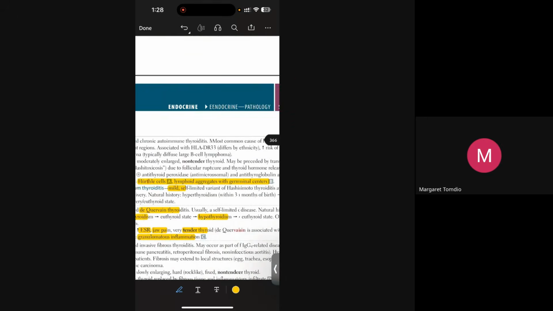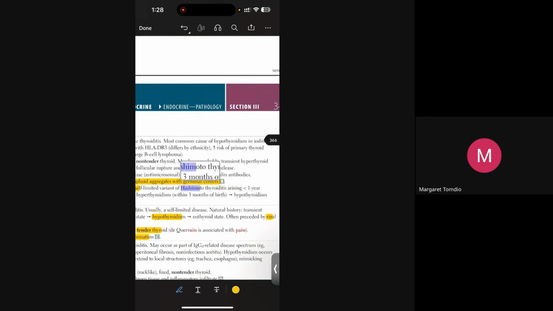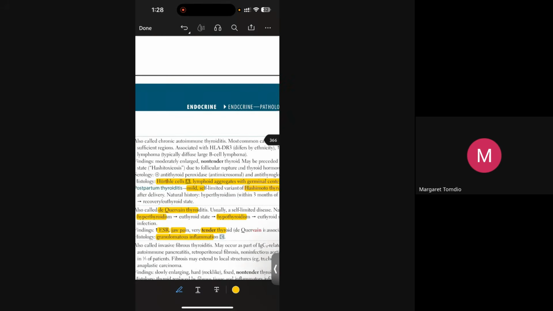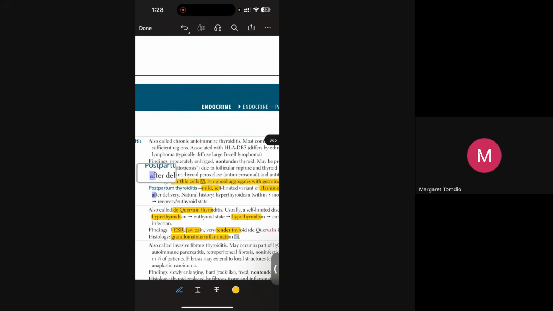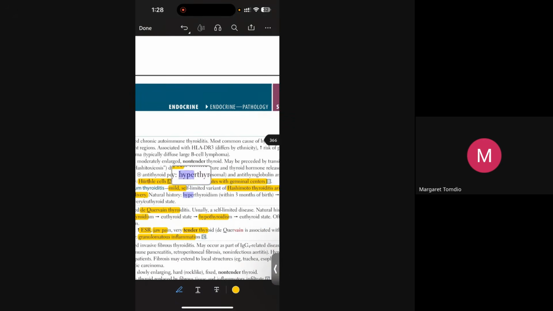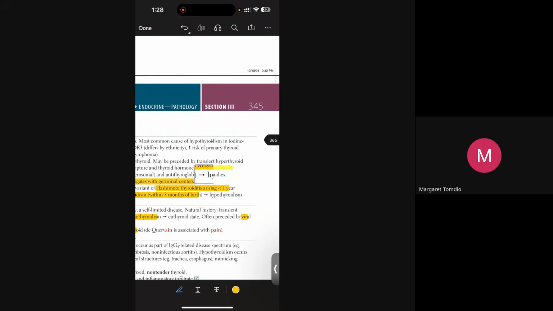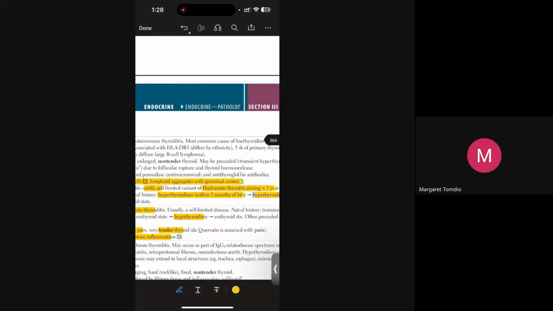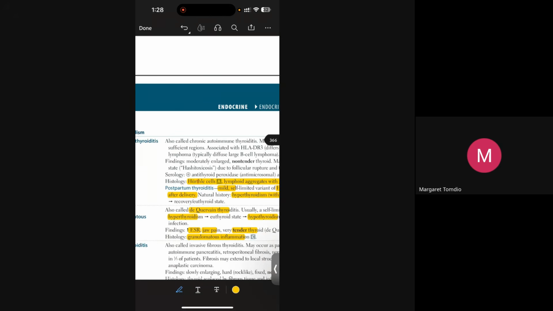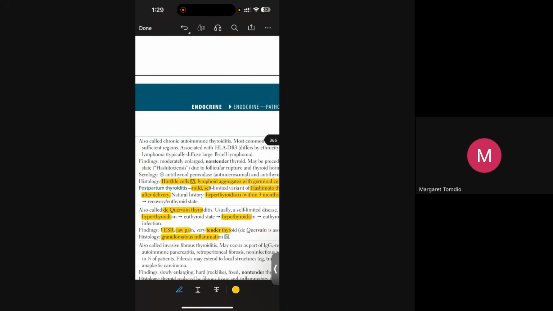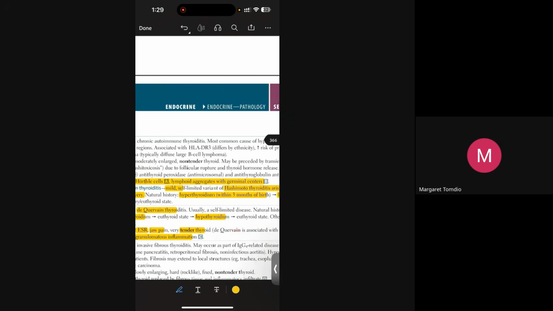Postpartum thyroiditis is a mild self-limiting variant of Hashimoto thyroiditis. So the same histology which you are going to see in Hashimoto, you are going to see here. After delivery, first within the 3 months of birth, hyper, then hypo. And what is the histology of Hashimoto? Lymphoid aggregates with germinal centers.